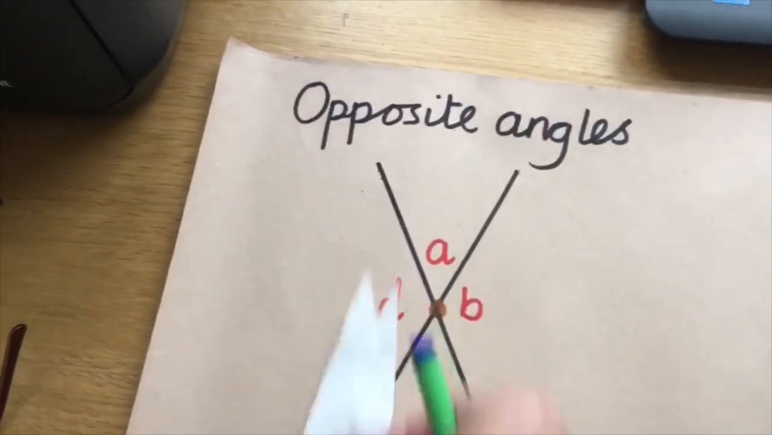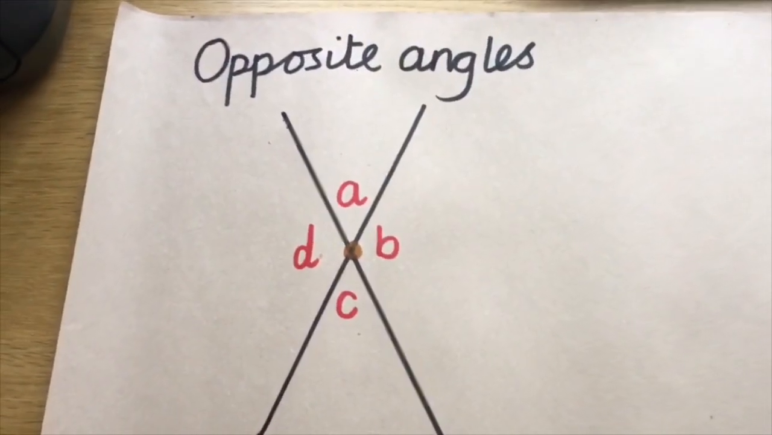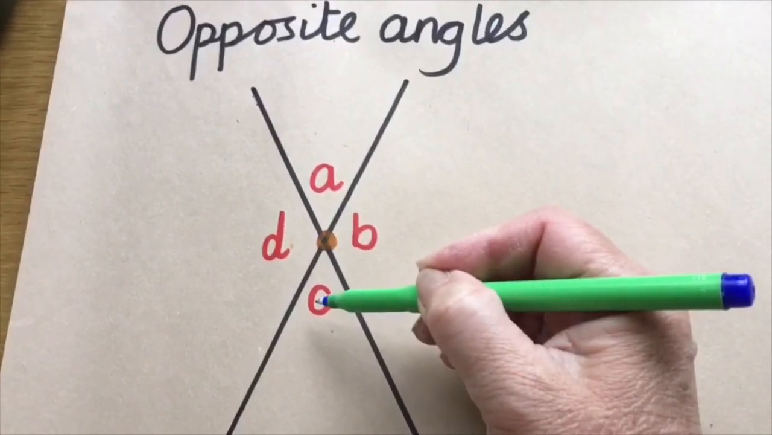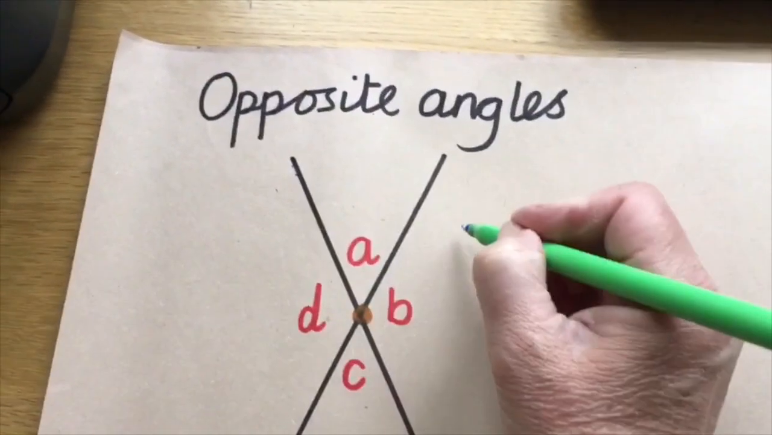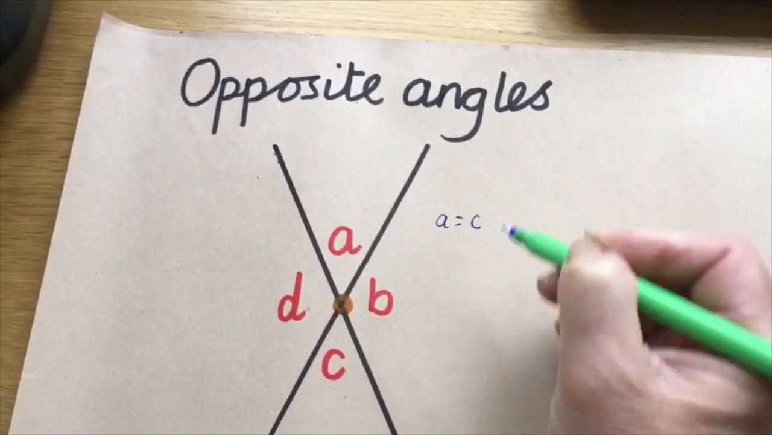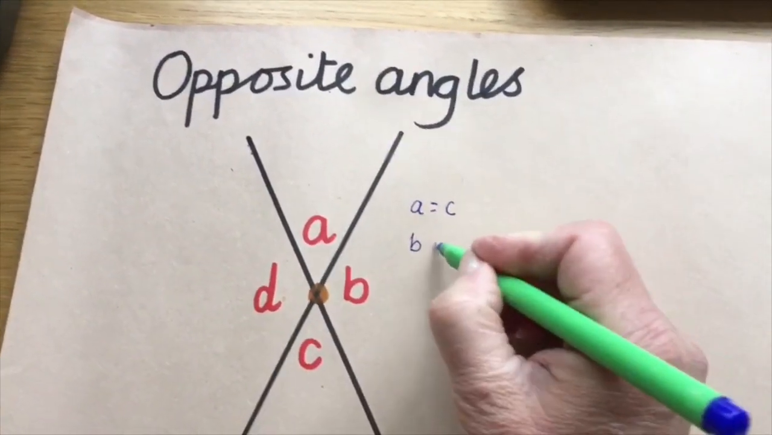So if I take those away, what it looks like is that the angles that are opposite each other are equal in size. So A is the same size as C, and B is the same size as D.